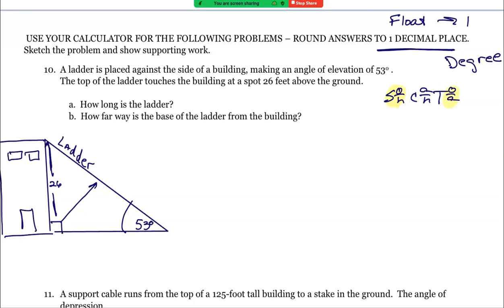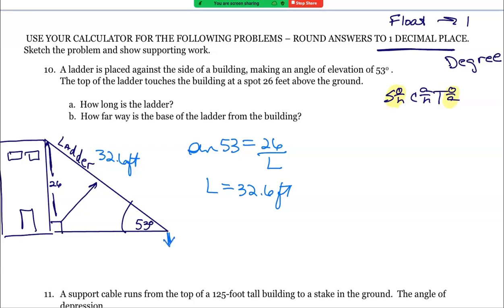All right, so now let's do that. So the sine of 53 will equal 26 over that ladder. Okay, do your cross products, and you're going to get your ladder ends up being 32.6 feet. So this is 32.6 feet. How far away is the base of the ladder from the building? Okay, so right here, this is the base of the ladder. This is the building.